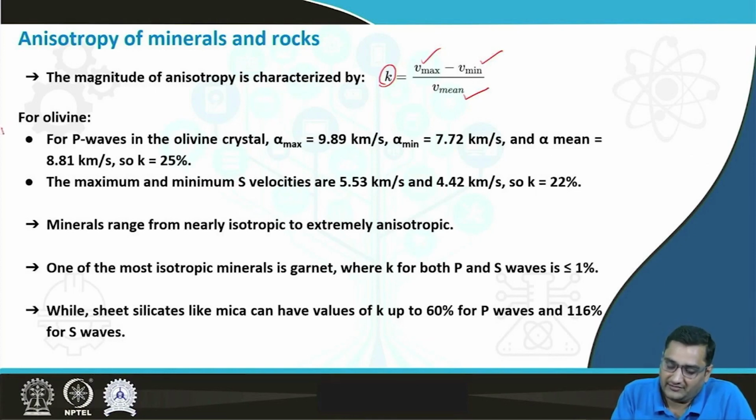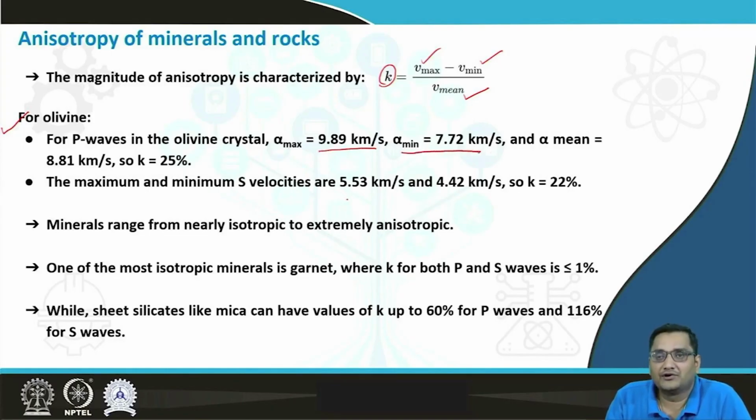So in case we are going to calculate the magnitude of anisotropy for the olivine crystal, for the P wave in the olivine crystal, the maximum P wave velocity that we will observe will be equal to 9.89 km per second. The minimum velocity in the olivine crystal along the slow axis will be 7.72 km per second, and the mean P wave velocity will be around 8.81 km per second.